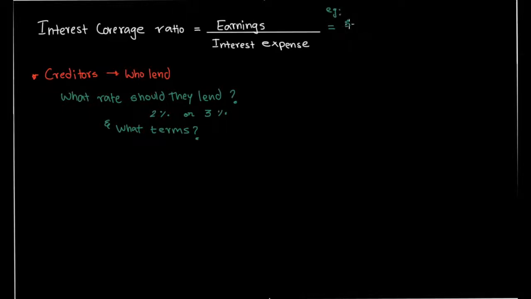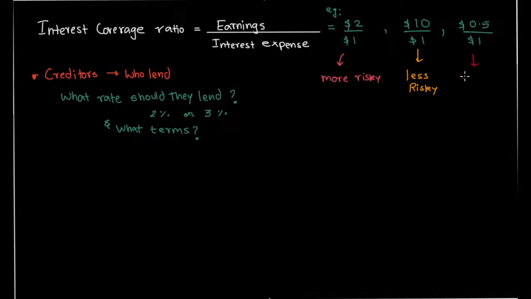Now let us talk about an example for the interest coverage ratio, with simple firms. One firm has a ratio of 2 divided by 1 and another has 10 divided by 1. The 2 divided by 1 firm is more risky compared to the 10 divided by 1 firm, because while they can cover the interest expense, it is riskier than the firm which has $10 for every $1 of interest expense. And the third firm doesn't have enough earnings to cover the interest expense, so that is very, very risky.